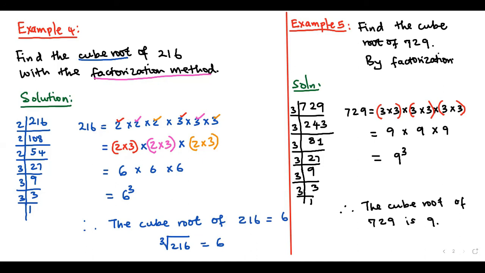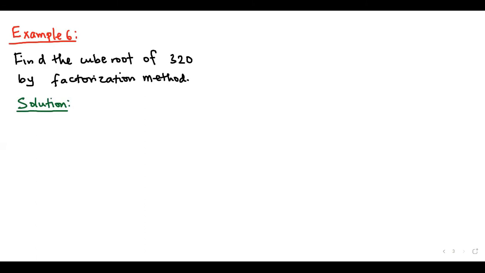Now I'll give you an example whereby it may not be easy for you to make 3 equal groups. In other words, it is not a perfect cube. How will you be able to get its cube root? By factorization. Let's call this example number 6. Since we need to use factorization, we factorize this number, 320.